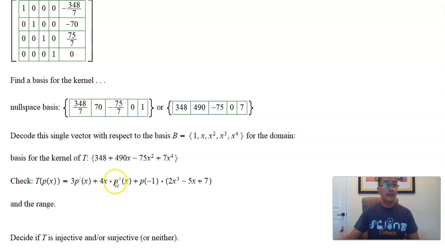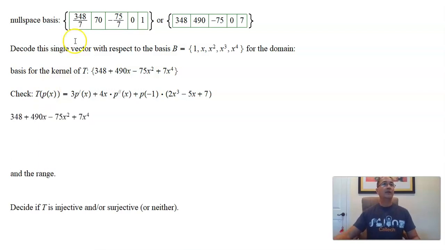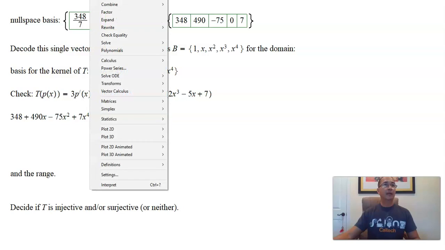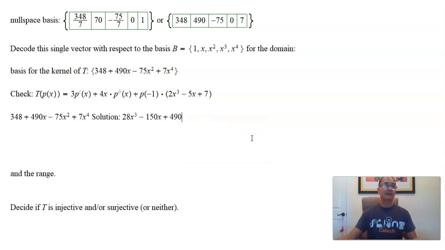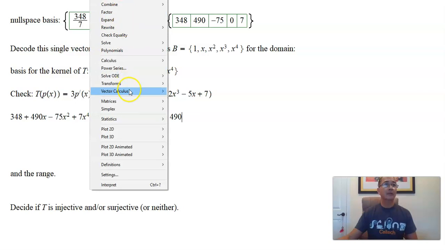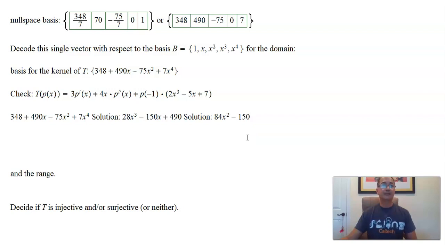Okay, we need the first and the second derivative. Fortunately we have Maple to help us. So compute calculus, implicit differentiation, x. Everybody knows the power rule, but again, it gives the answer in the usual order, highest to lowest degrees. Second derivative, so I can do compute calculus, again, second derivative. Okay, now plug in -1.